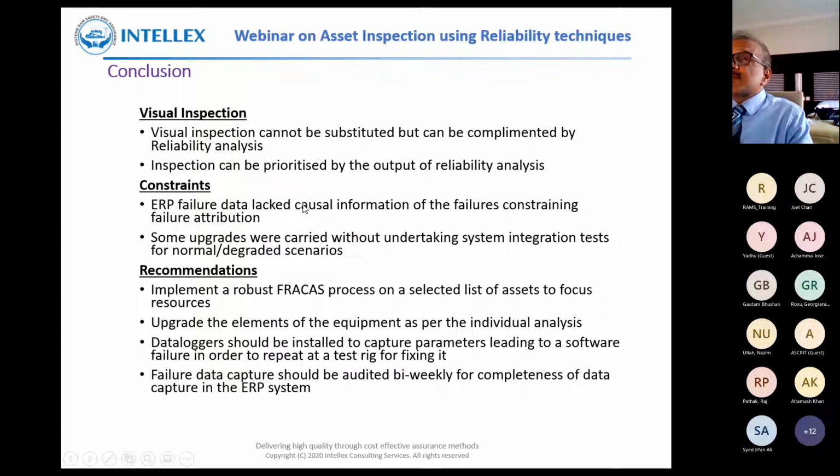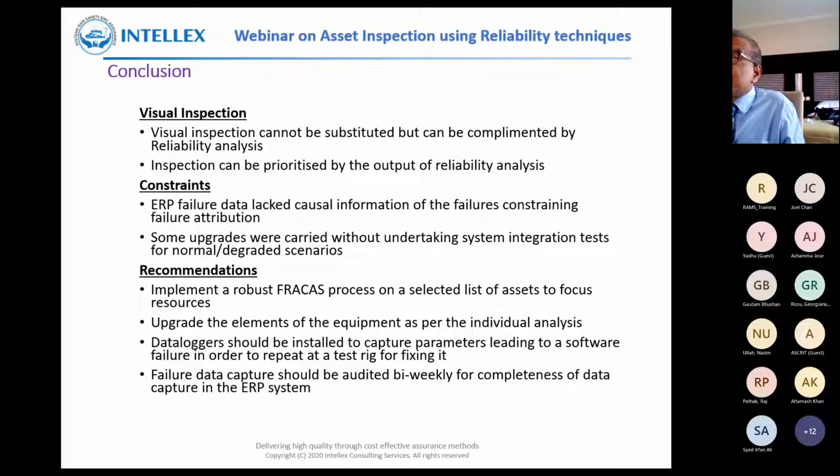So the conclusion of the overall exercise is that the visual inspection cannot be substituted, but it can be complemented by the reliability analysis. The inspection can be prioritized by the output of the reliability analysis. So you know which is critical, which is good, which is bad. So in a very simple format, you can get that output.